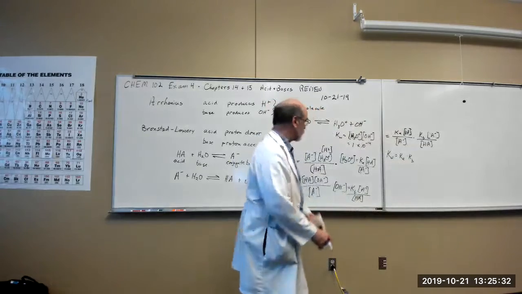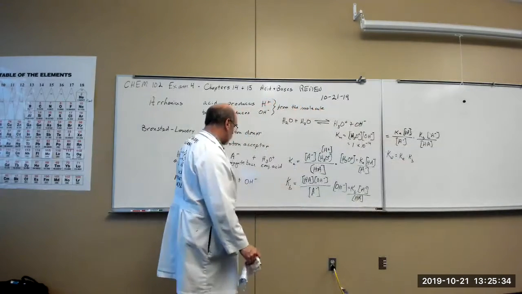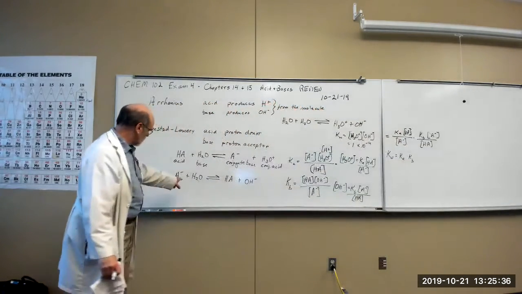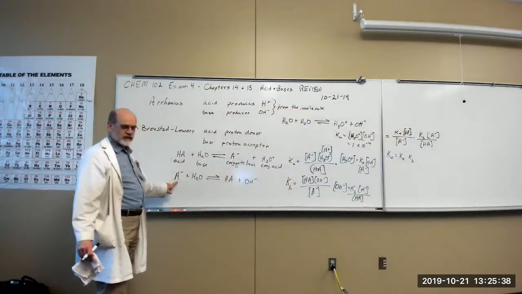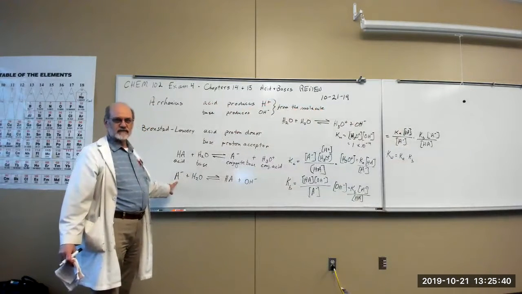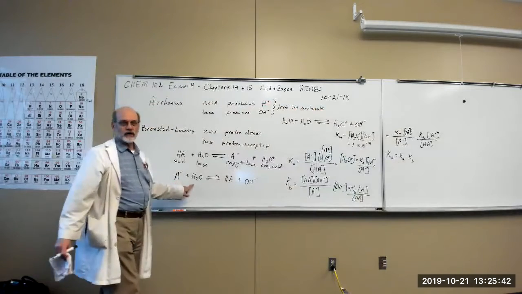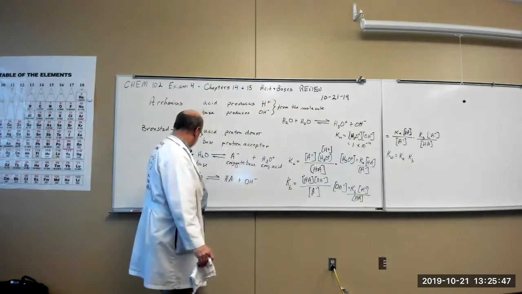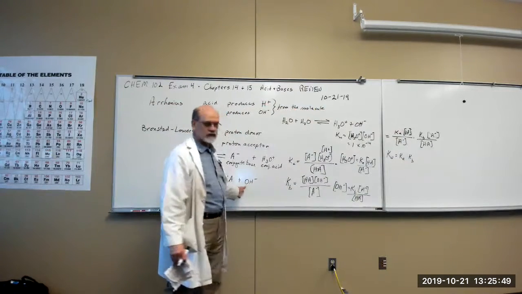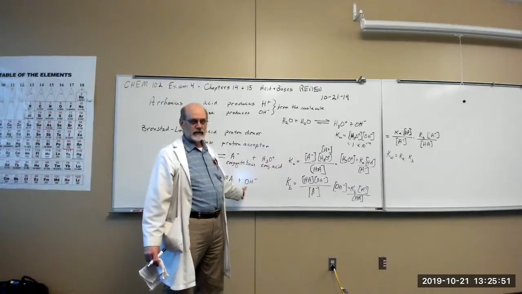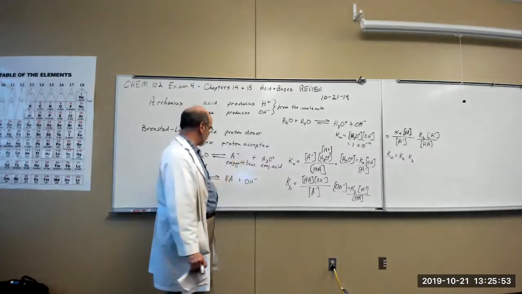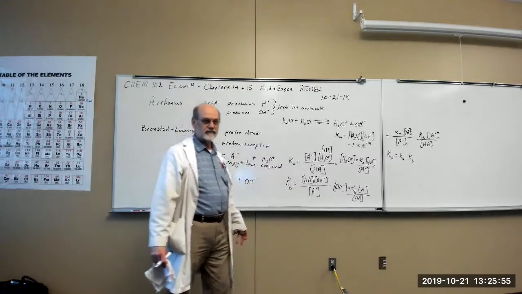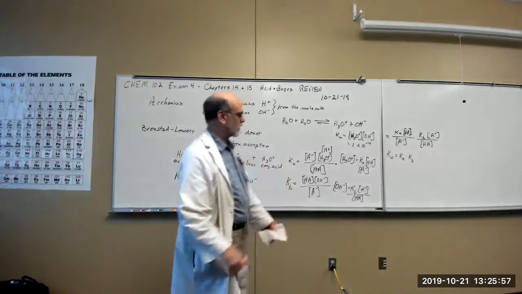Okay? If you need the Kb, how do you know you need the Kb? If you have the conjugate base of a weak acid reacting with water, then you know you need the Kb. And what it does is it leaves you with a hydroxyl on the product side. Those are clues that you need a Kb for that reaction. Okay?